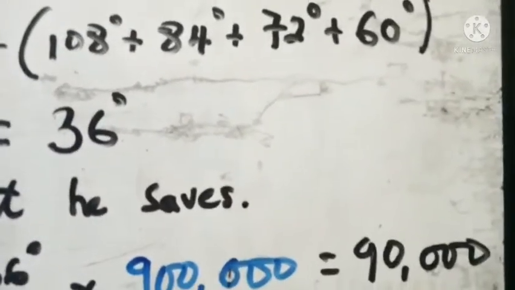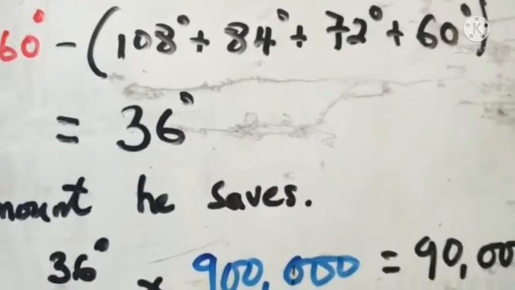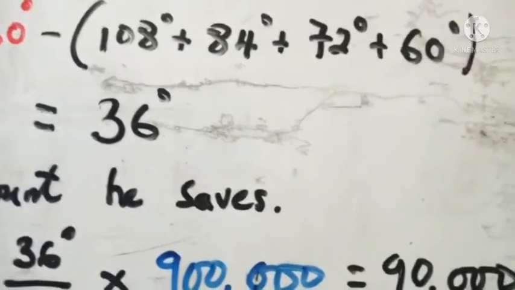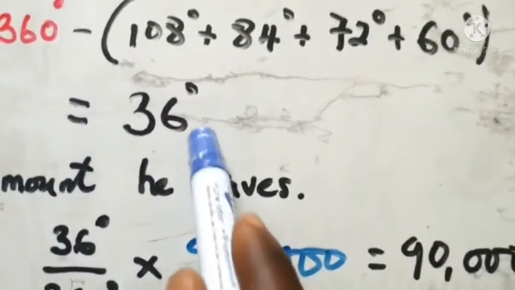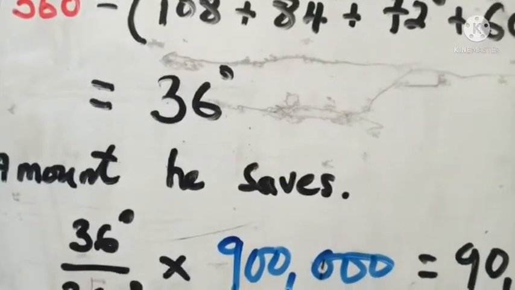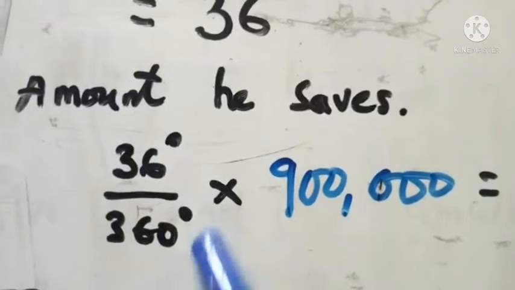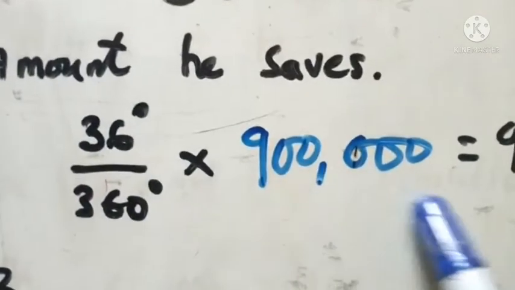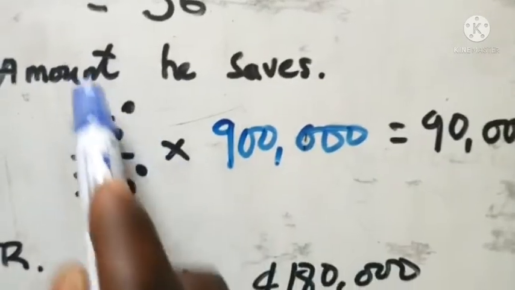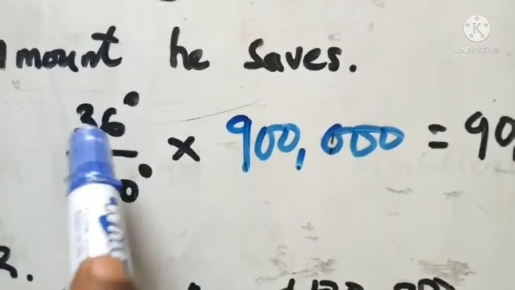So the question says how much, right? So let's answer the question. They ask how much he saves in a month. So how do you get that? We know that 36 degrees is equal to the amount that he saves in a month. So 36 over 360, everything. So this is the portion of the savings, and this is the amount that he earns in a month, right? This is your portion, the savings.